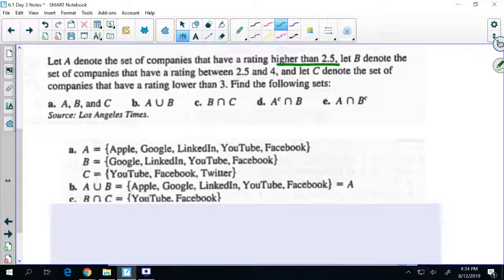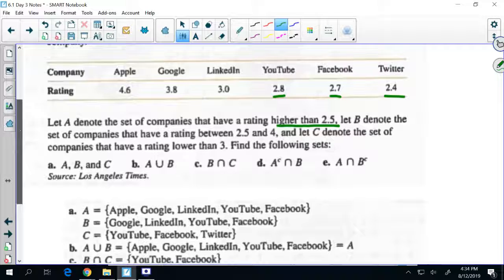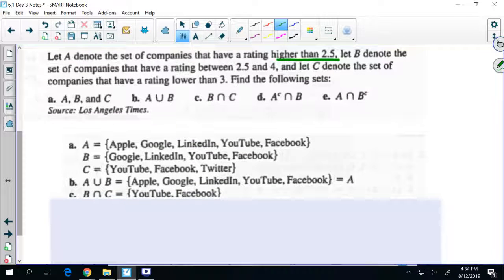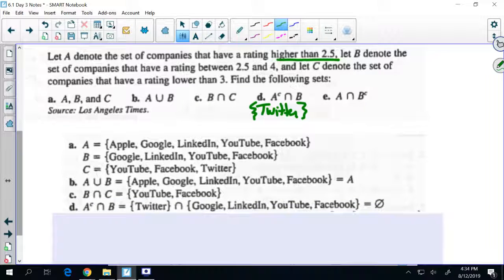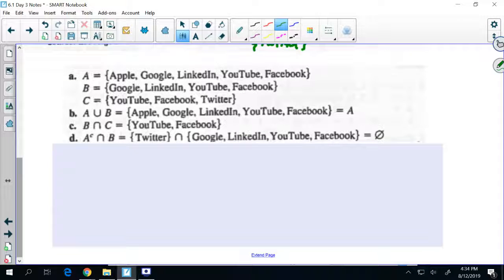What about D? A complement is everything that's not in A. And there was only one thing not in A. That was Twitter, right? So A complement is Twitter. And we want to intersect that with B. And look at B. B doesn't have Twitter in it. So what does that mean? Where do they intersect? They don't intersect, right? So that means since they don't intersect, the answer is the empty set. They have nothing in common.